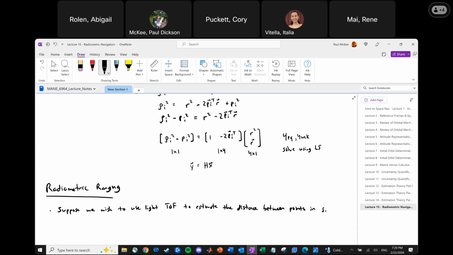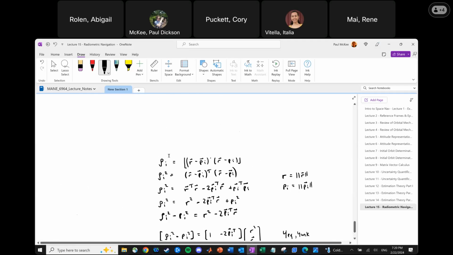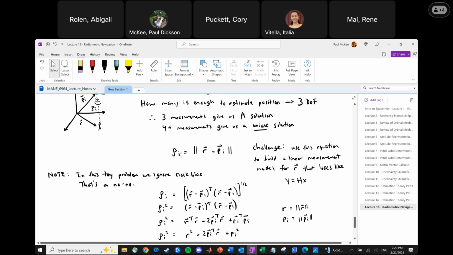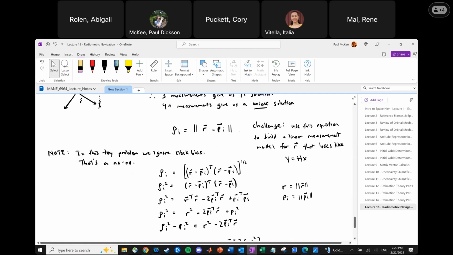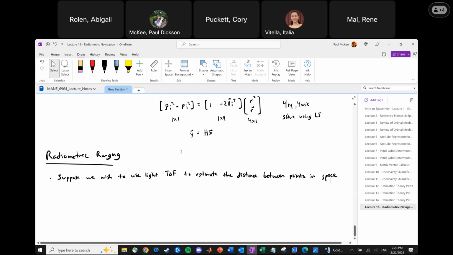So the big red flag about the last example we did was, well, Paul, where does this range come from? We don't measure range. We get GPS signals. GPS signals don't have range baked into them. We have to estimate range. Maybe you were thinking that. And that is part of the problem. So we're going to talk about that right now.